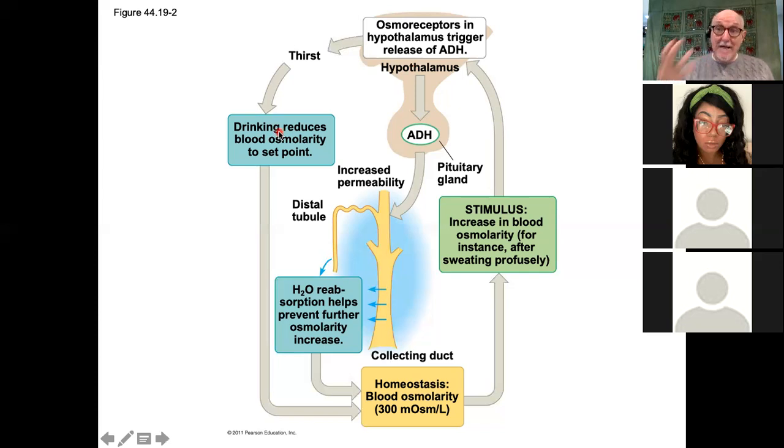And if we're drinking a lot and our collecting ducts are absorbing a huge amount of water as it passes through, we very rapidly drop our osmolarity and increase our blood volume as well at the same time. Our blood osmolarity homeostasis is around 300 milliosmoles. It's just a measure of osmolarity, of osmotic pressure. Okay, so that's a relatively simple homeostatic mechanism, a typical feedback mechanism.